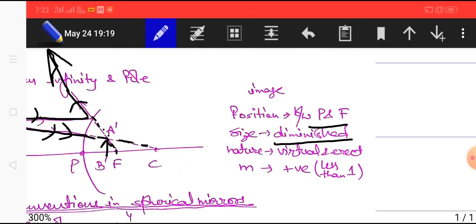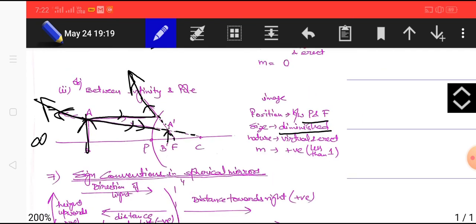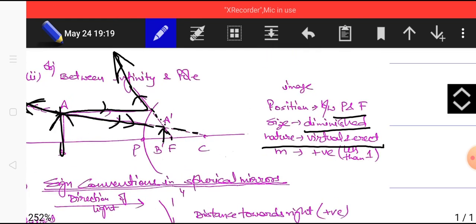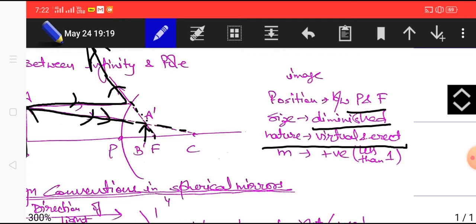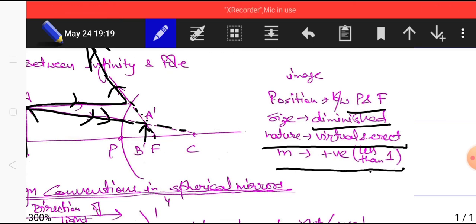Size is diminished, smaller than the object itself. Nature is virtual and erect because rays of light are not actually meeting. And for virtual images, magnification is always positive. M is equal to positive and less than 1. Less than 1 is indicating that the image formed is diminished. Okay.